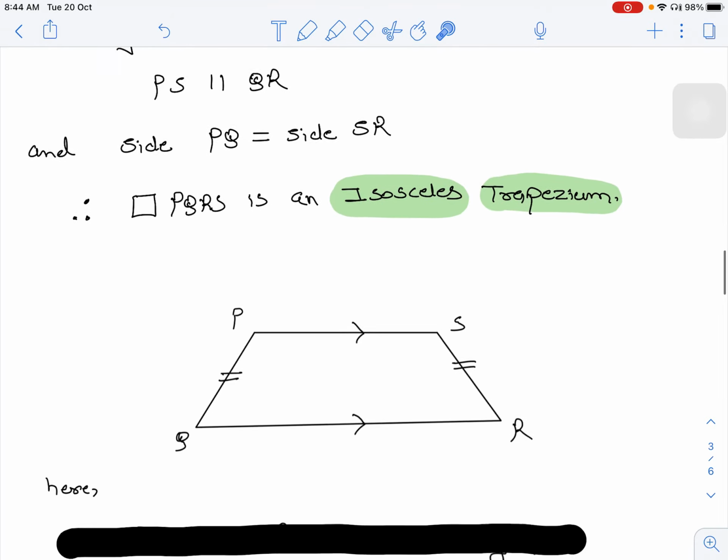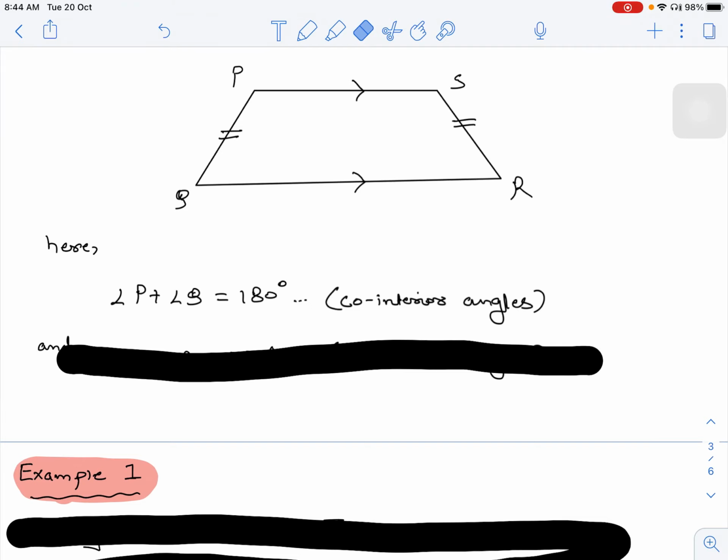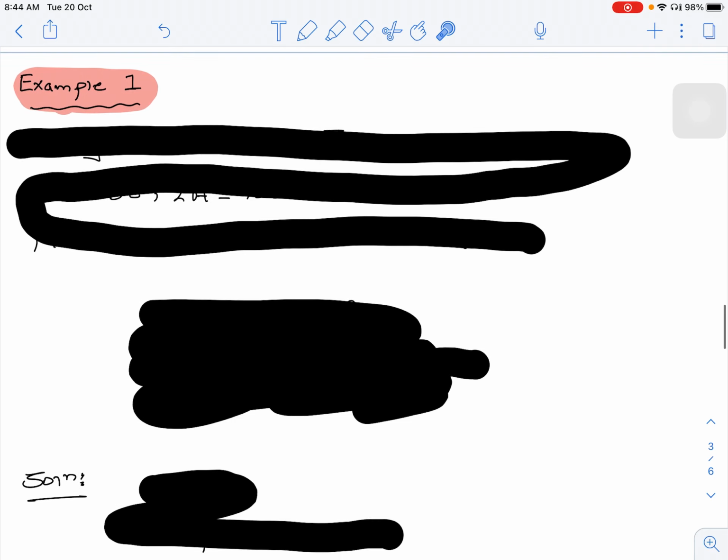Okay, now in this isosceles trapezium also we can say that as it is a trapezium, that is one pair of opposite sides are parallel. So when PS is parallel to QR, this PQ will become the transversal. Now when PQ is the transversal, we can say that angle P plus angle Q equals 180 degrees, reason co-interior angles. Similarly, when PS is parallel to QR, SR is the transversal, that is intersecting both. So we can say that angle S plus angle R equals 180 degrees. Okay. Now let us solve some examples based on this concept.